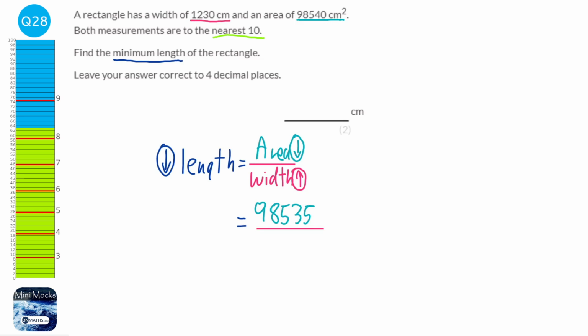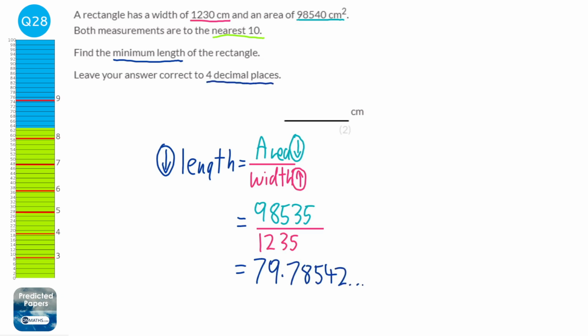Now for the width, we're going to do the same thing, half the accuracy, half of 10 is 5, but we're looking for the upper bound, we're looking for the biggest it can be. So we're going to add that on. And when you do that calculation, you get the answer of 79.78542, and so on. And it says it wants it to 4 decimal places. So we're going to do 79.7854.